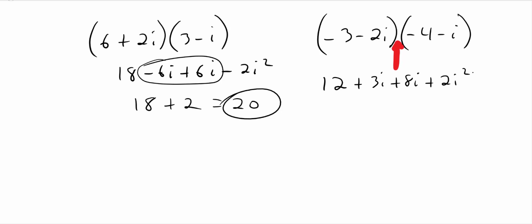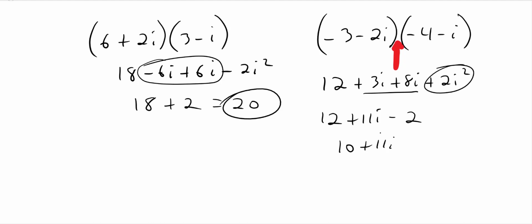A lot of negatives. Okay, and then we can combine these together. So 12, 3i plus 8i is 11i. And then plus 2i squared is what? Minus 2. So 12 minus 2 is 10, plus 11i. And there's your answer in nice standard form too. Okay? So pretty easy. Couple more different types of problems.